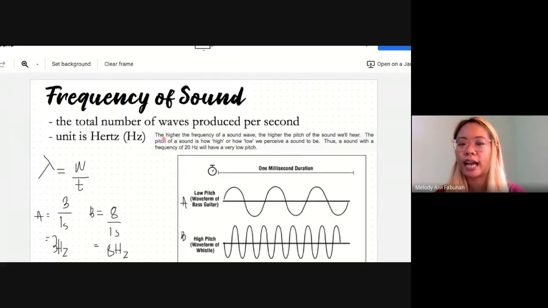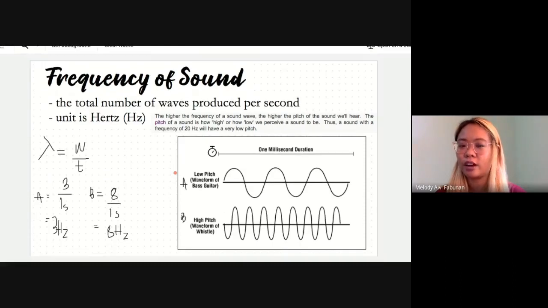Okay? And sabi niya dito, the higher the frequency of a sound wave, the higher the pitch of the sound. And of course, the opposite applies. If the frequency of the sound is low, ibig sabihin, the pitch of the sound is also very low. So for example, between sound A and sound B, we can say that sound A has a lower frequency. Therefore, sound A will also have a lower pitch. Whereas sound letter B has 8 hertz in terms of frequency.